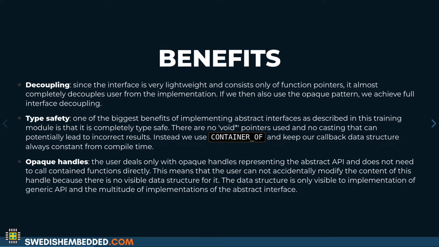And number 3 is opaque handles. Every single interface that we deal with, that we pass around in the application, is completely opaque. We don't have any knowledge of the internal data structures of those particular objects, and that's by design, because we shouldn't need to care about the actual implementation of the object. We just care about the functionality that it provides to us.